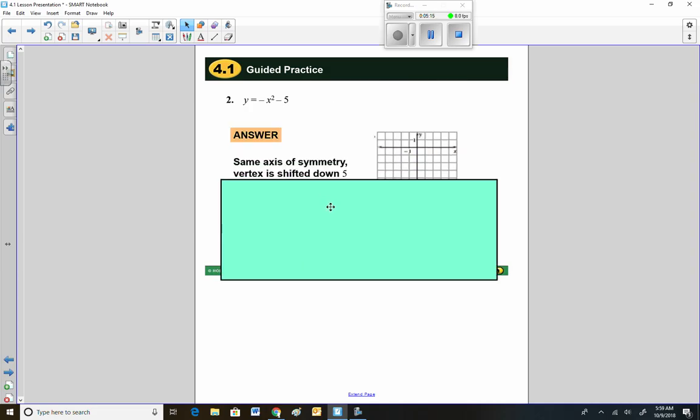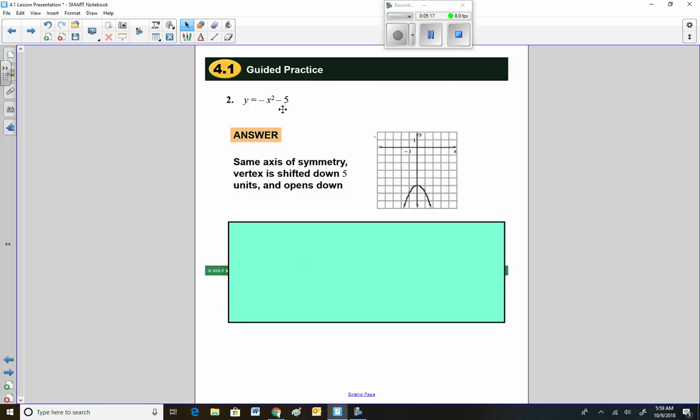Welcome back. Let's see how you did. Did you notice that the vertex went to 0, -5? The axis of symmetry is still x equals 0, and it opens down because of the negative. And you can make your XY table to allow you to create a couple points on either side.